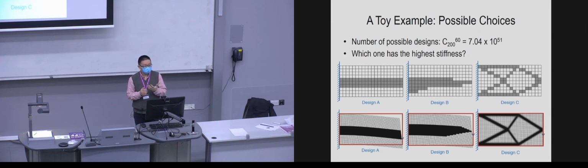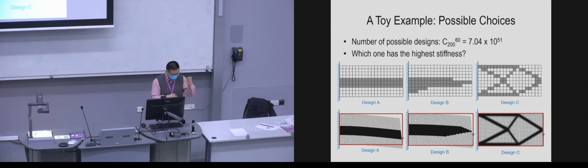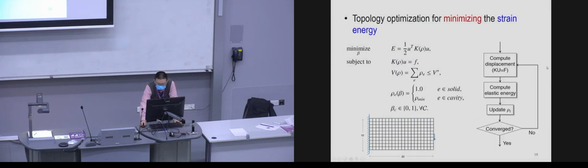Okay? So principal stress direction gives you a very important idea of where those materials should be located, where material is needed to sustain the load. Okay? So that's the process of topology optimization.